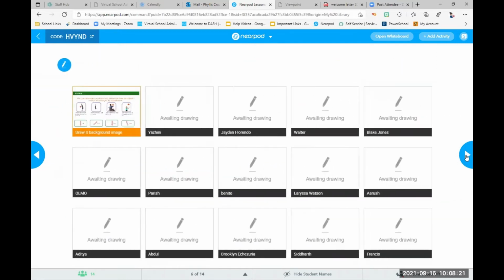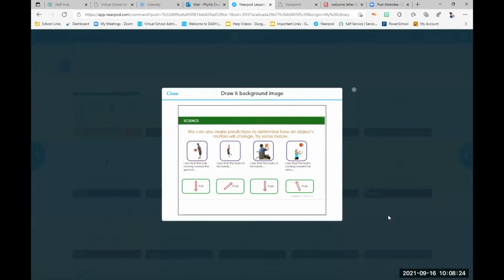Okay. Here comes the next one. I love this one. We can make predictions to determine how an object's motion will change. Try some below. Prediction is your best guess. It's a scientific guess. So the first little boy says, I see that the ball is moving toward the ground. So what's going to happen is somebody's coming in, is what your prediction is. The next little picture says, I see that the ball is in his hands.